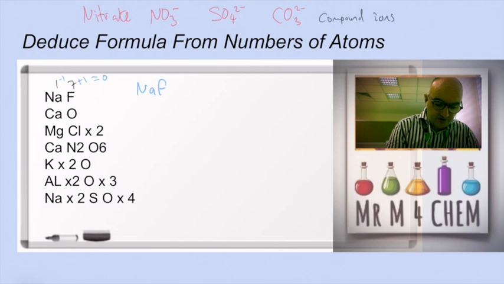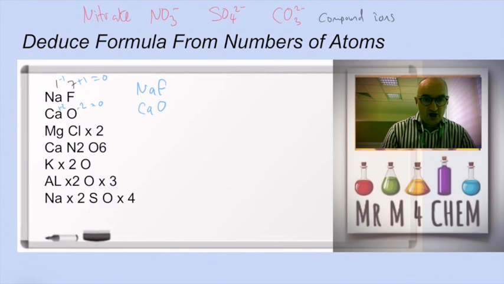Calcium is group 2, so it's got a +2 charge. Oxygen is group 6, so it has a -2 charge. +2 minus 2 is 0. So it is straightforward, and it is CaO, calcium oxide.